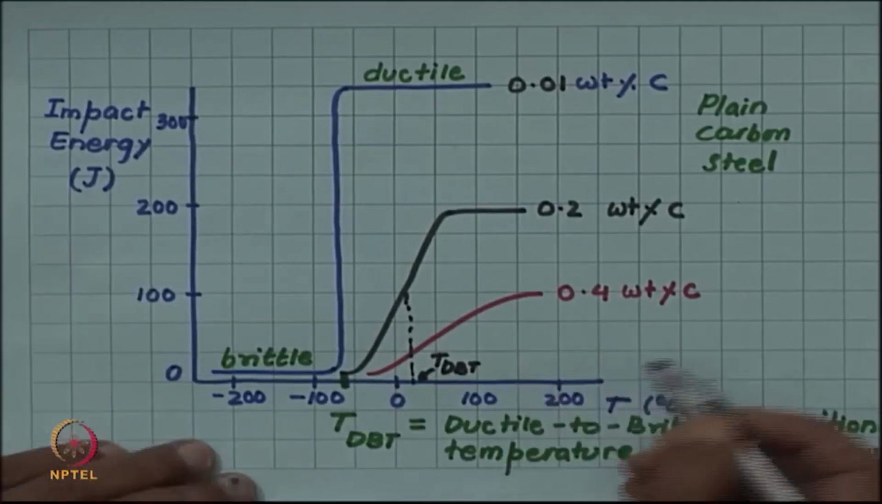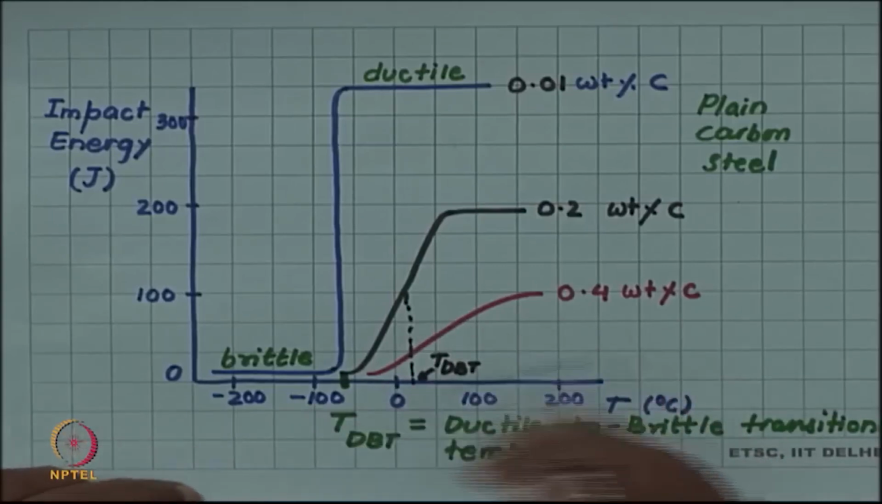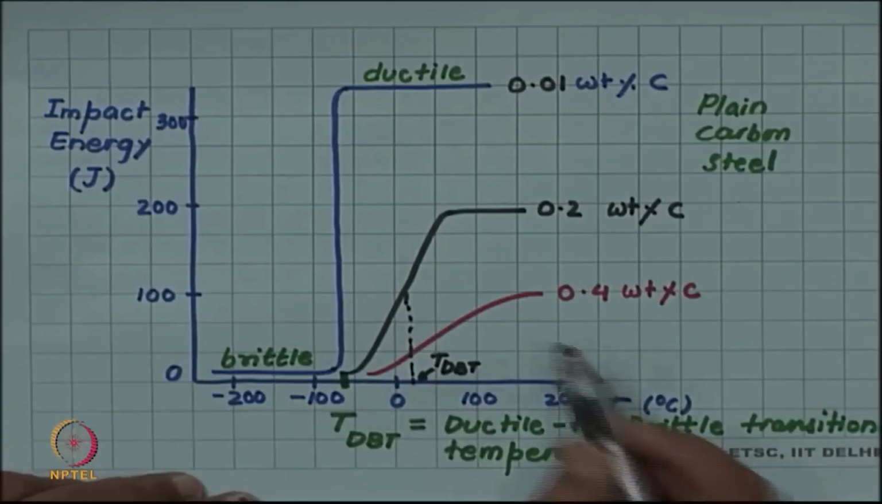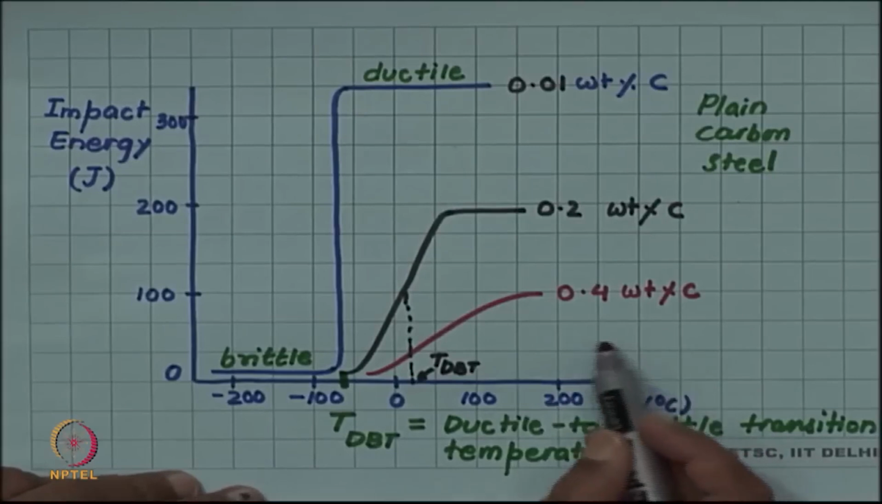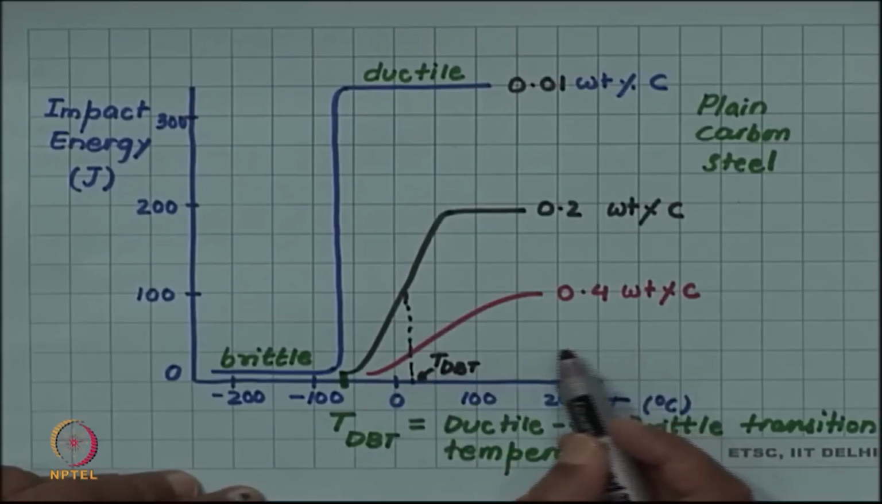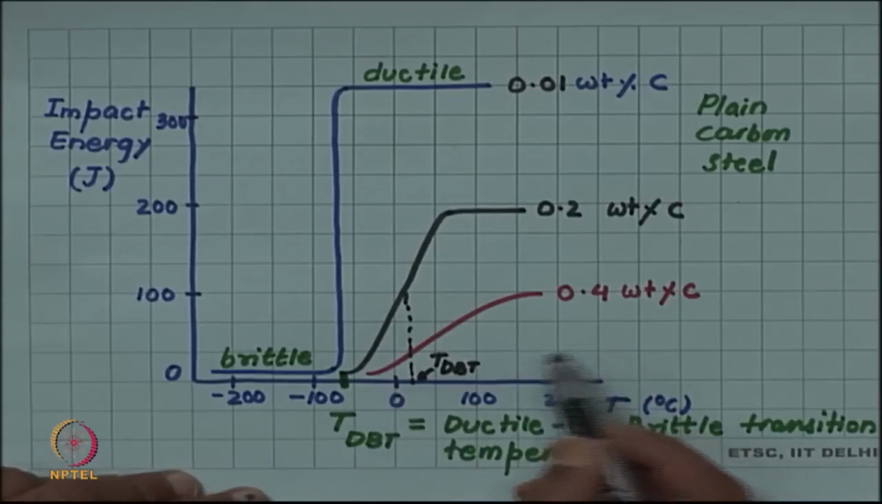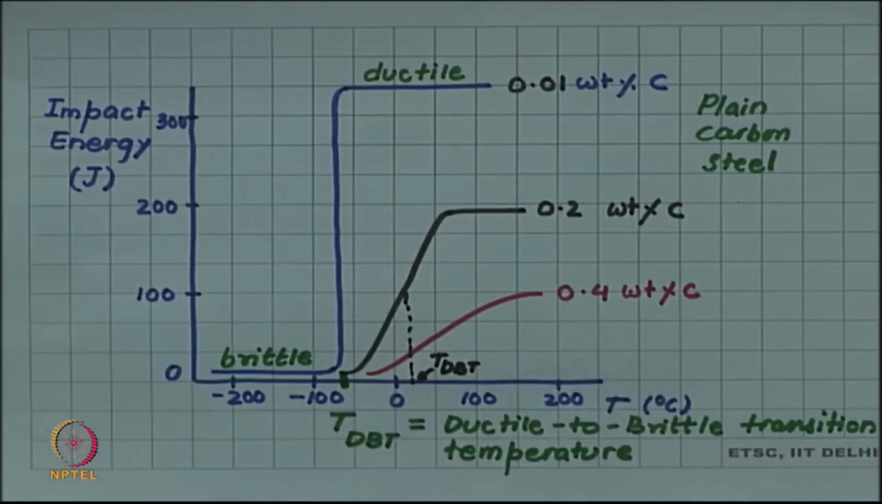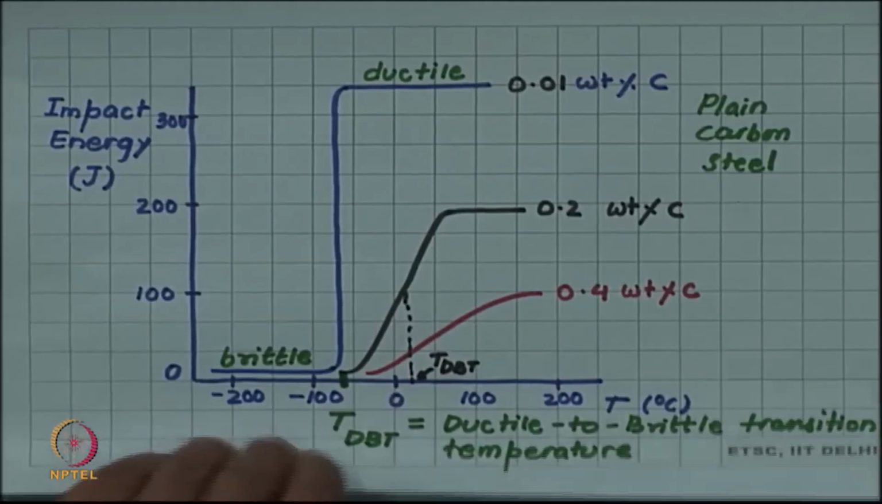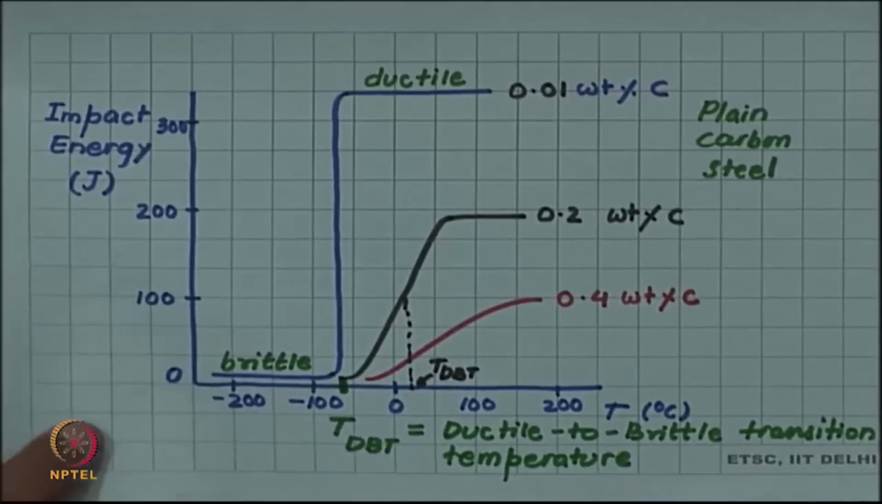Now, if it is 0.4%, the transition has become even more gradual, and for very high carbon concentration, there will hardly be any significant change as a function of temperature. So, we can see that the ductile to brittle transition temperature increases as you increase the carbon concentration, but it also increases the brittleness of the steel.